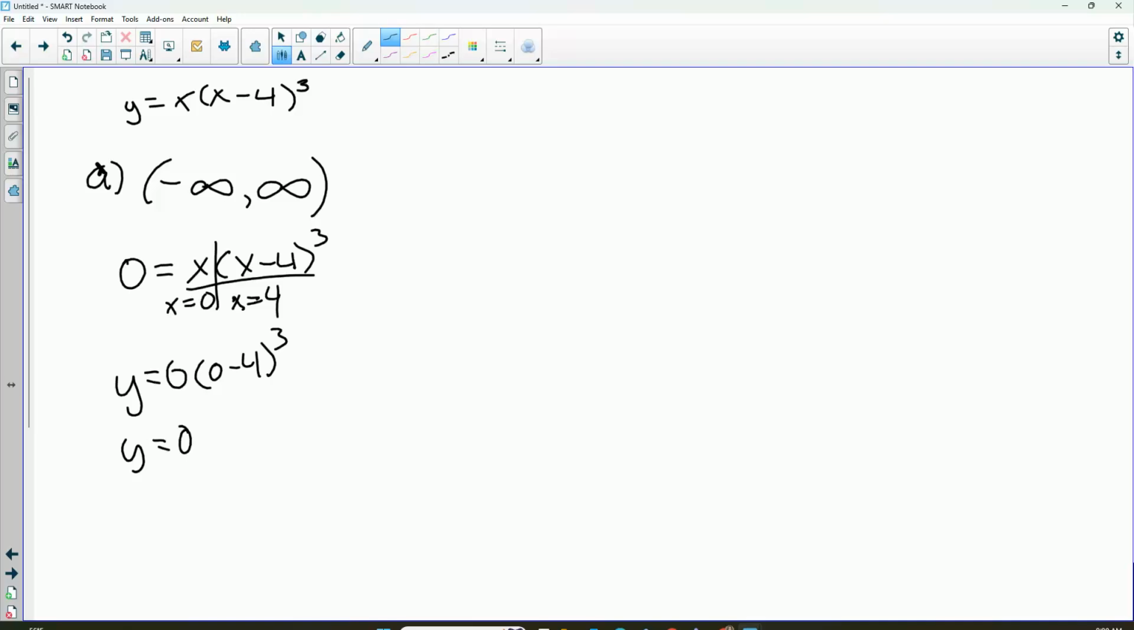Next up, we need asymptotes. I didn't label it. Okay. And since it's a polynomial, it's not going to have any asymptotes, vertical or horizontal.